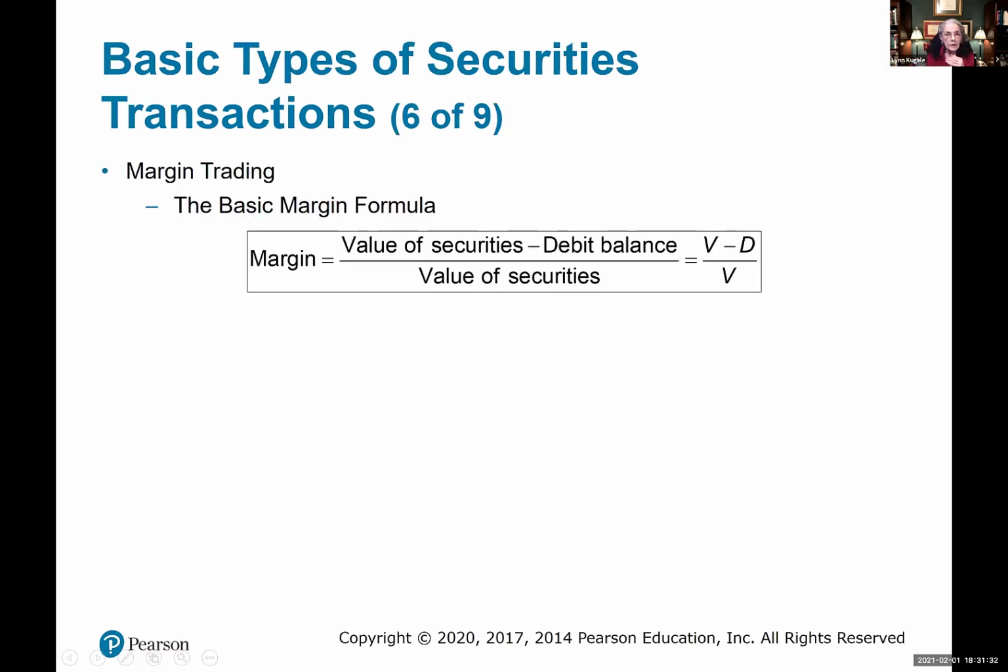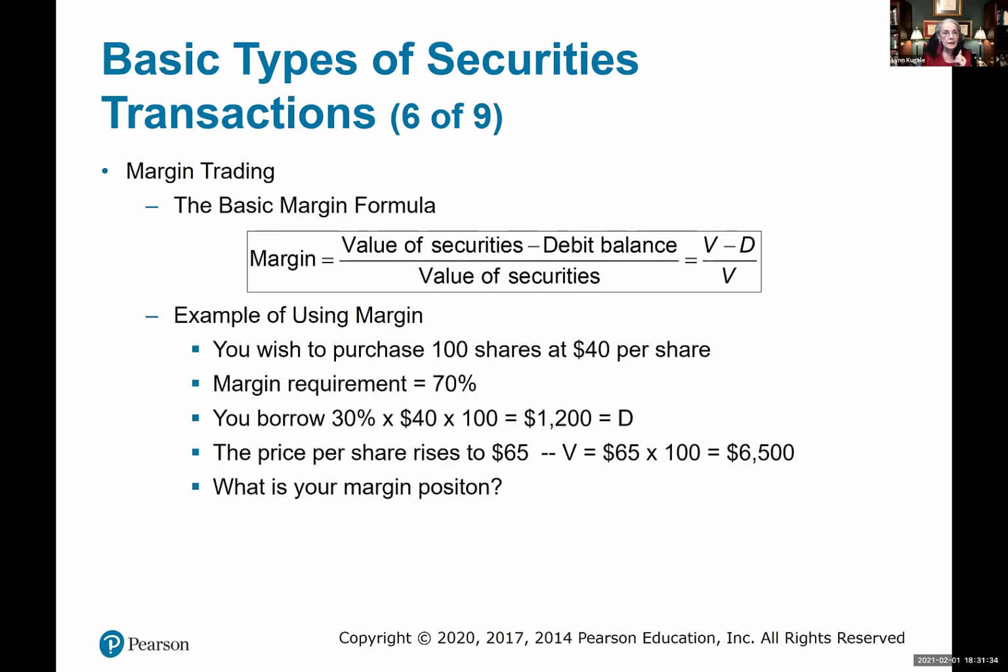Now, basic margin formula. Here's our example. You're going to purchase 100 shares at $40 a share. Margin requirement is 70%, so you borrow 30%. 30% times $40 times 100 is $1,200. That's your debit balance right there.